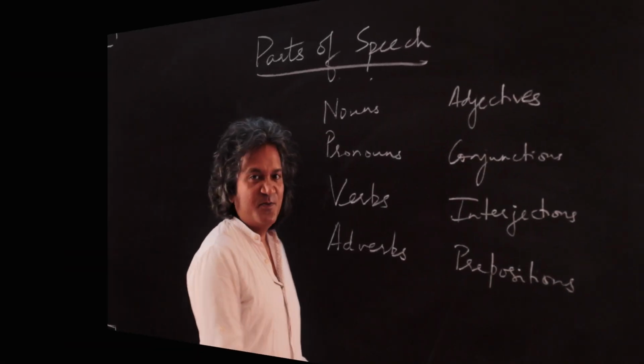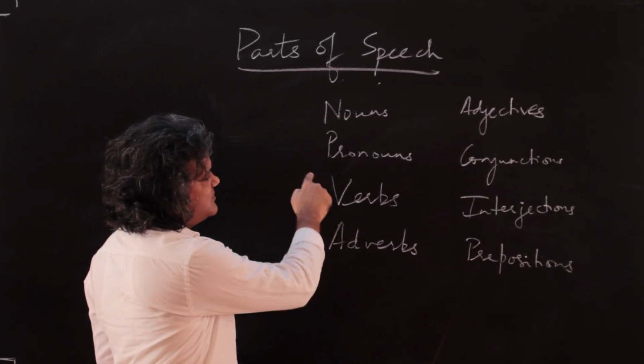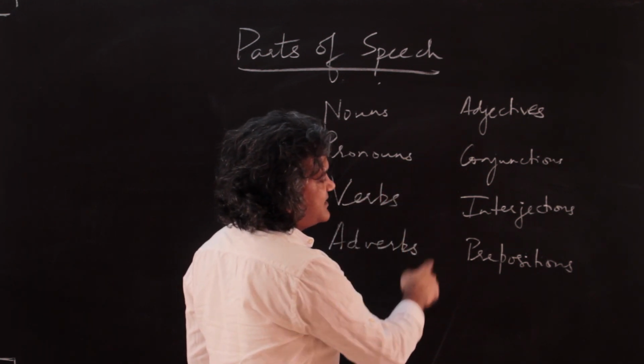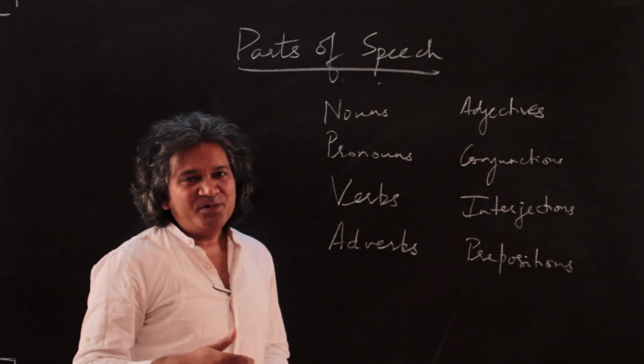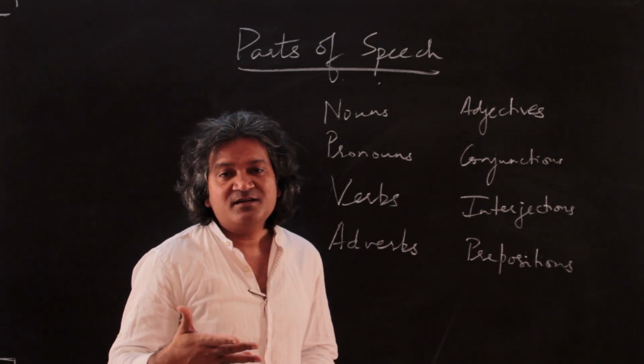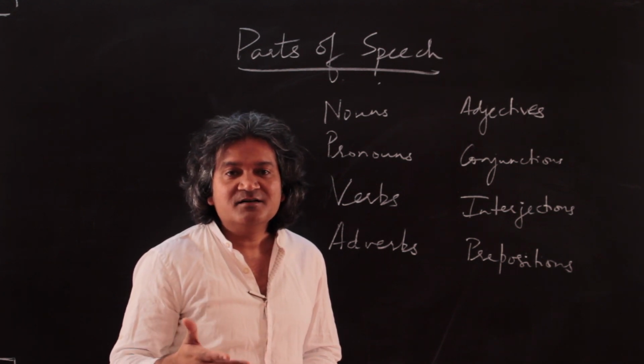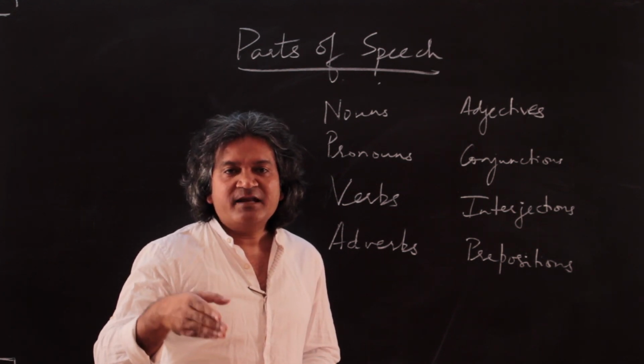There are 8 parts of speech, as you can see on the board: nouns, pronouns, verbs, adverbs, adjectives, conjunctions, interjections, and prepositions. There are some people who you might hear saying that there are 9 parts of speech, and they will say that the 9th part of speech is articles. Articles are a, an, and the.